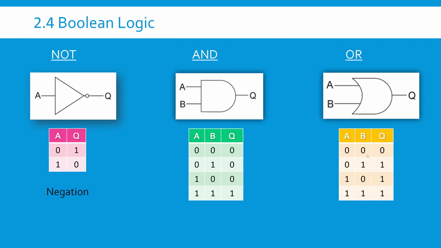One slight thing just to memorize is a few different names for these, or a few alternative names. So NOT is also called negation, AND is also called conjunction, and OR is also called disjunction.